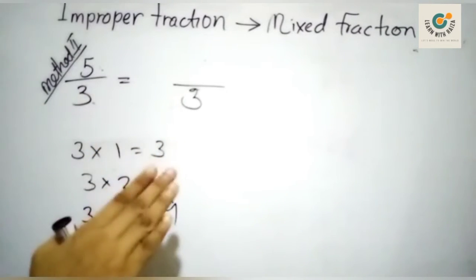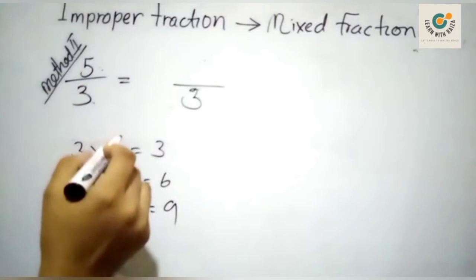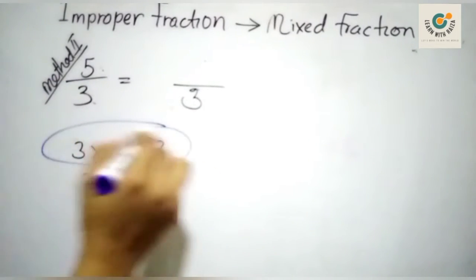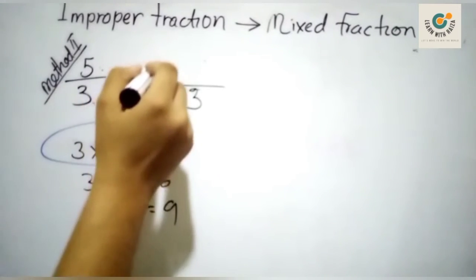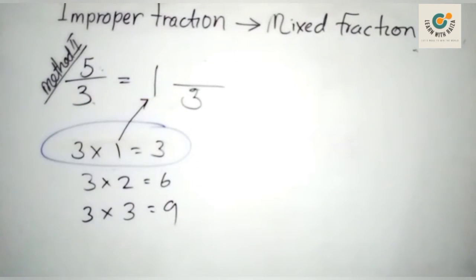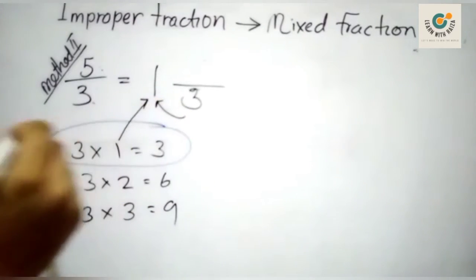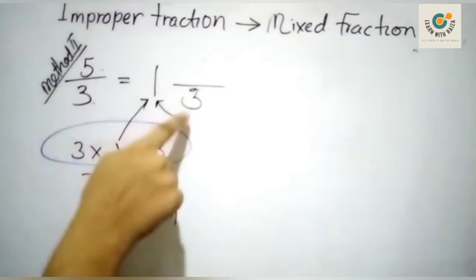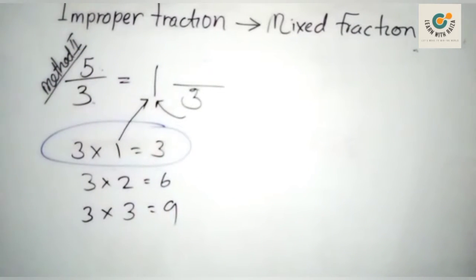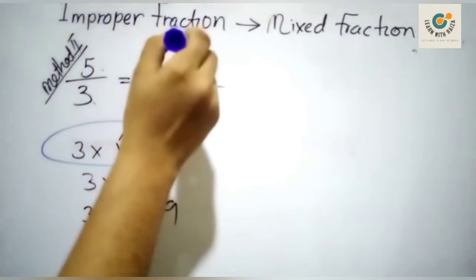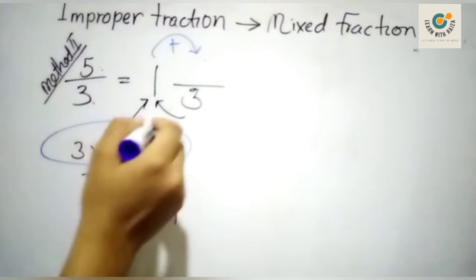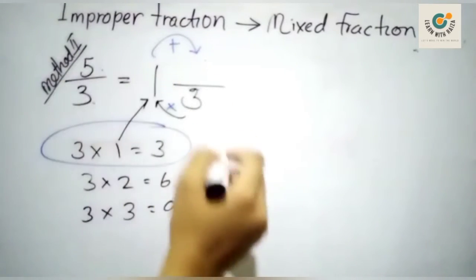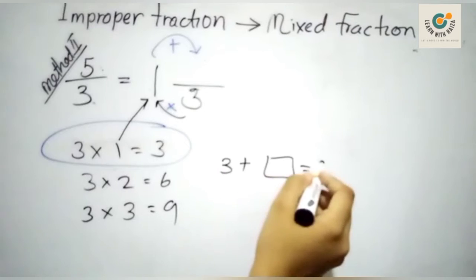Closer to 5, not 5 or more than 5, closer to 5. That is the first value, 3 times 1. This is giving the value closer to 5. So we can write down the whole number, 1. If you multiply the denominator by the whole number, 3 times 1 is 3. To that 3, what do you add to get 5? 3 plus what is equal to 5?